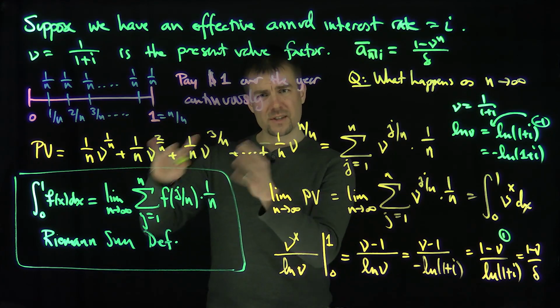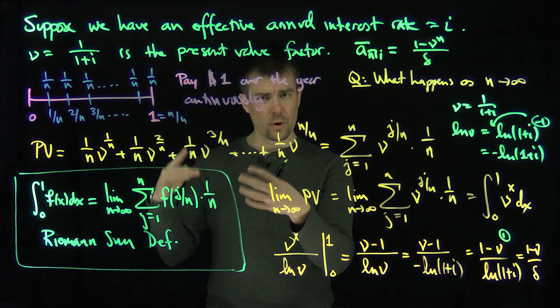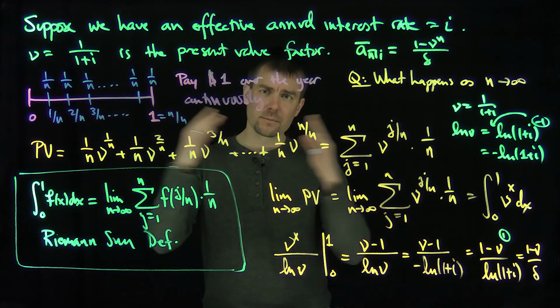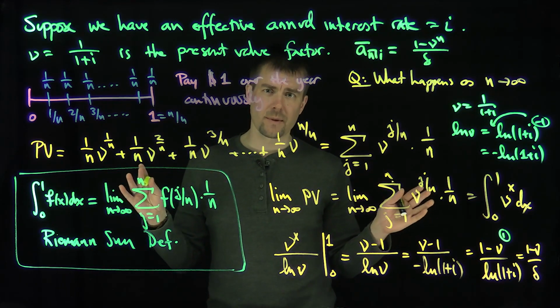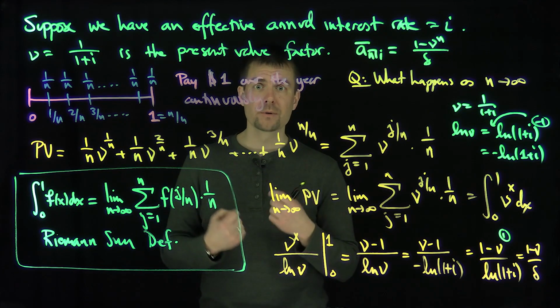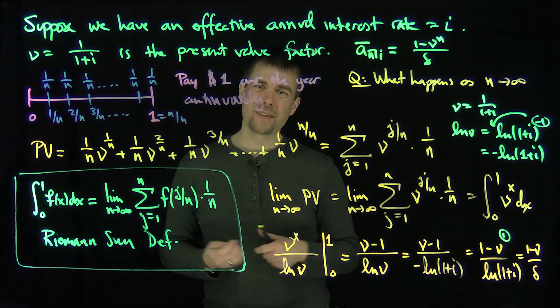We'll use this simple example as a motivation for how it works in general. And I encourage you all to see if you can extend this argument to the case from 0 to n. The exact same argument works with the Riemann sums. And it's a good way of understanding how continuous annuities are built from nominal annuities. Thank you very much.